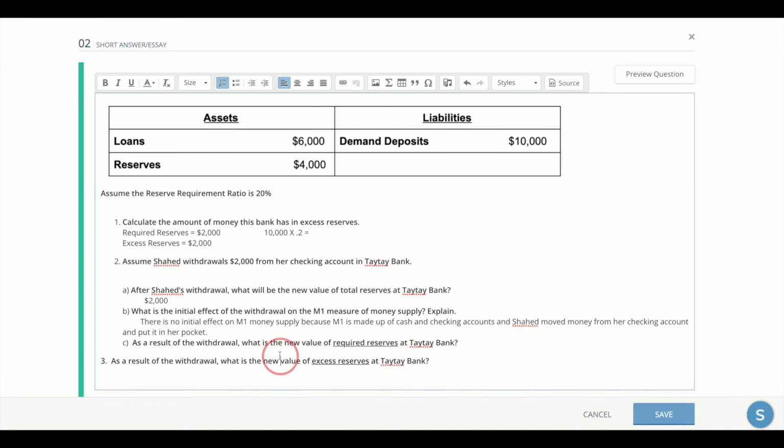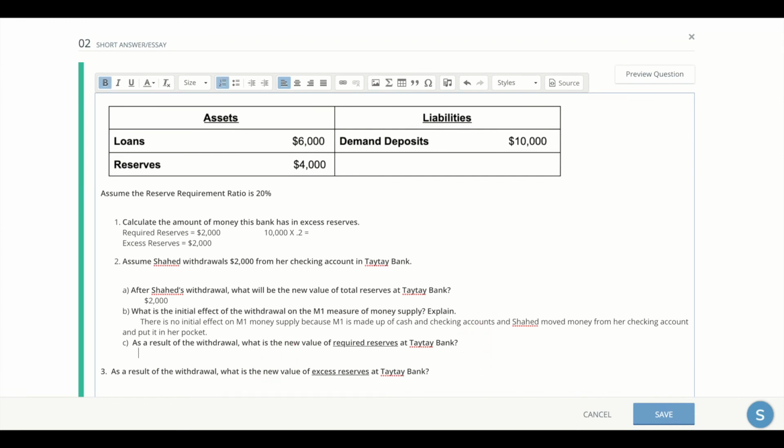All right, so as a result of the withdrawal, what is the new value of required reserves at Taytay Bank? So required reserves equals, and now let's head over there and figure it out. So she took $2,000 out of her checking account. That means there's now $8,000 in her demand deposit account times the reserve requirement ratio of 20%, times 0.2.